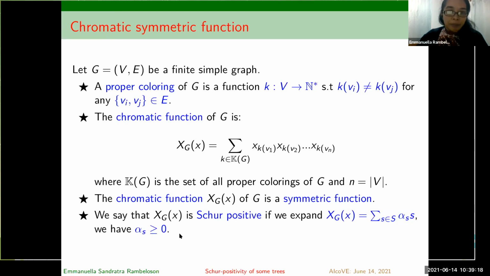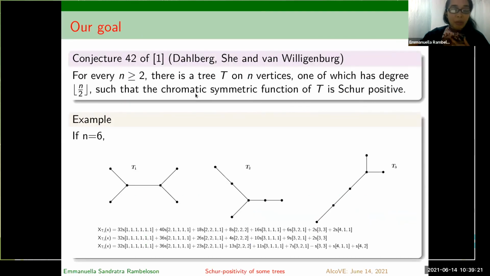All right. Now we are going to talk about the main goal of this talk, which is actually to prove that this conjecture here is false. This is a conjecture of Dahlberg, She, and van Willigenburg, which says that if we have an integer n larger than 2, then there must be a tree T on n vertices that contains a vertex of degree floor of n over 2, such that the chromatic symmetric function of T is Schur positive. To understand it very well, let us see this example here.